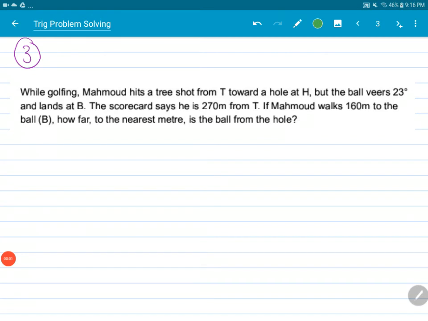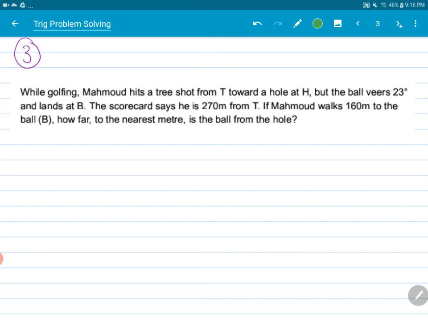So we're finally at our last question. While golfing, Mahmoud hits a tree shot from T towards a hole at H, but the ball veers 23 degrees and lands at B. The scorecard says he is 270 meters from T. If Mahmoud walks 160 meters to the ball, B, how far to the nearest meter is the ball from the hole? Again, step 1, we're going to draw a picture.